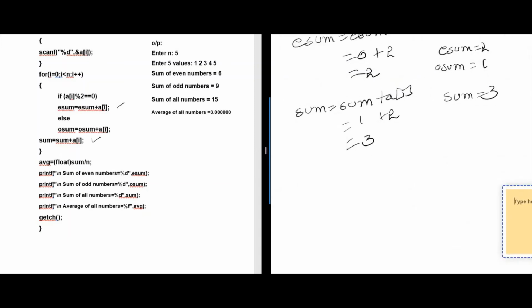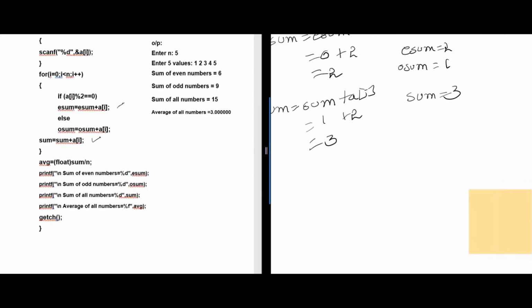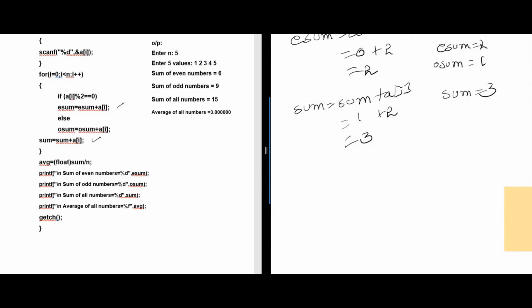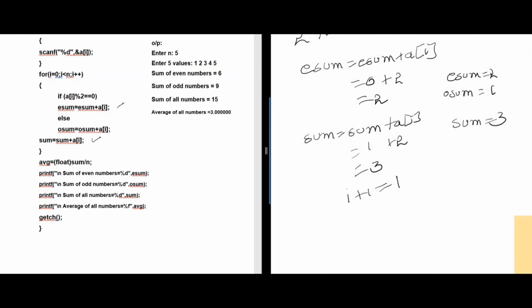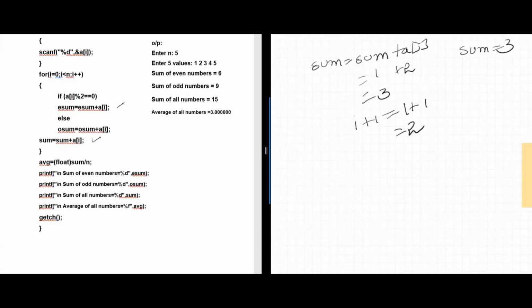Now again before going to the beginning of the loop, what happens? i is incremented by 1. So what is the value of i here? 1. 1 plus 1, it becomes 2. Now it is checked, is 2 less than 5? Yes. Then enter the loop.